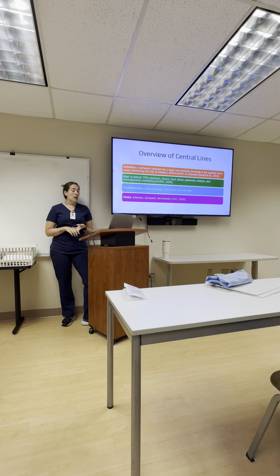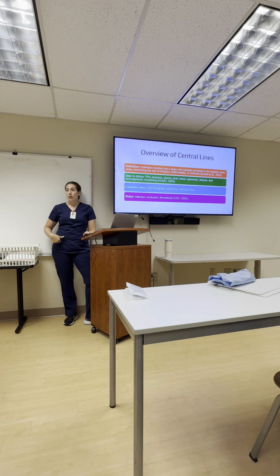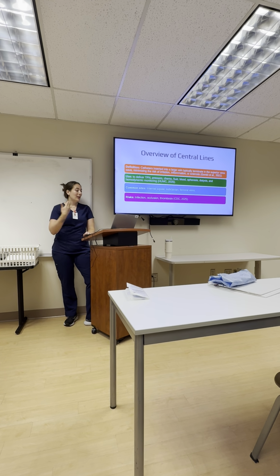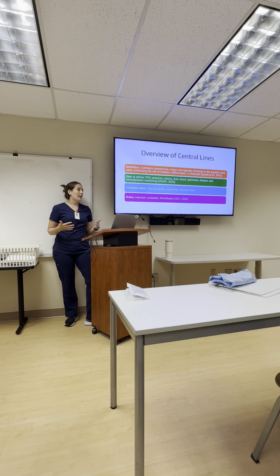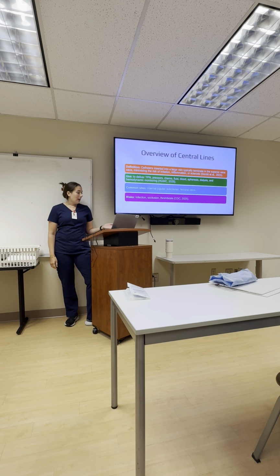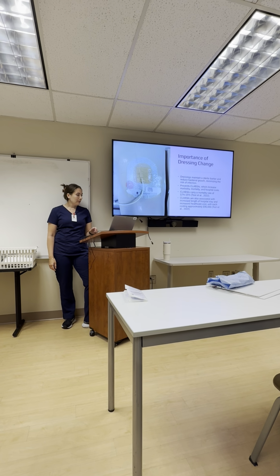Some common sites: the brachial, you'll see a lot of IJs, subclavian. Sometimes you'll see a femoral vein central line. Those are more put in for emergencies. So if you ever see that on your unit and your patient's more stable, we want to get that out as soon as possible, just because the femoral site is a high risk of infection. And then risks of central lines: infections, occlusion, and thrombosis.